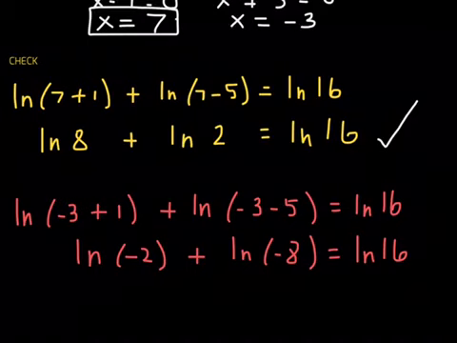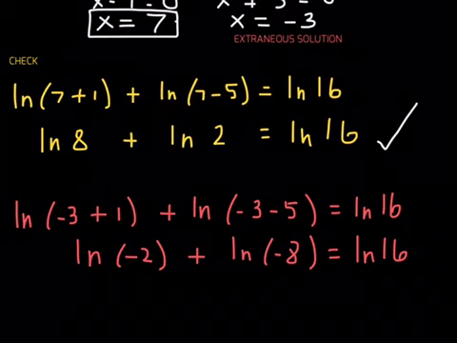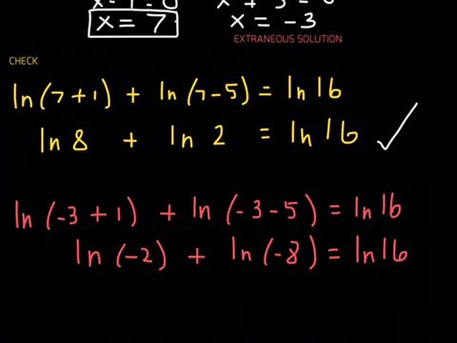Many times we call -3 an extraneous solution. All right, I've labeled x equal to -3 as an extraneous solution. What this means is this log equation only has one final answer.